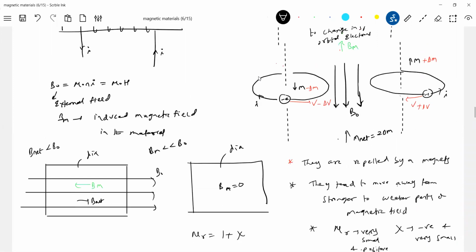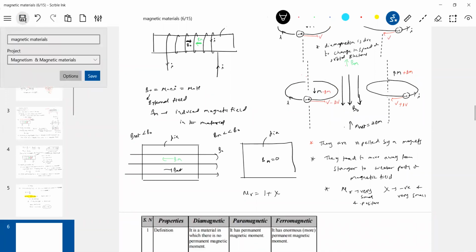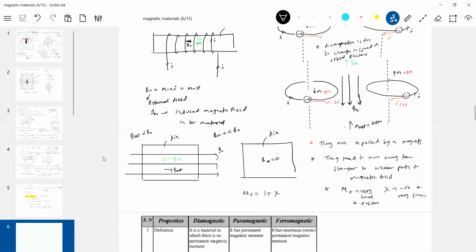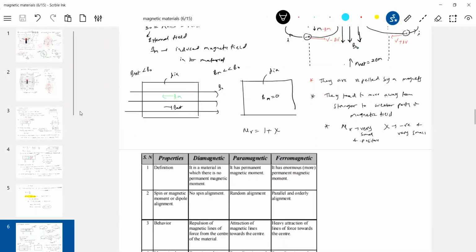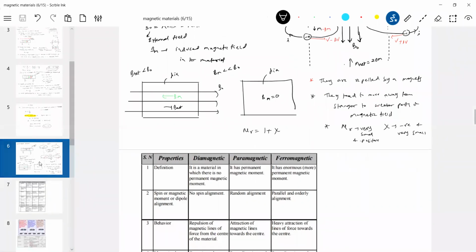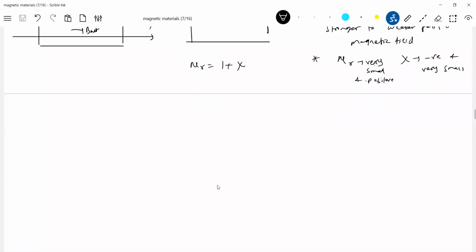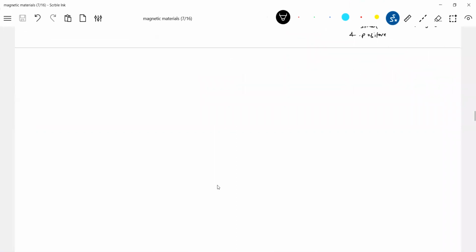Okay, let's come to paramagnetism. All these are information, so you just have to remember them; nothing more to it. The next one, paramagnetism.